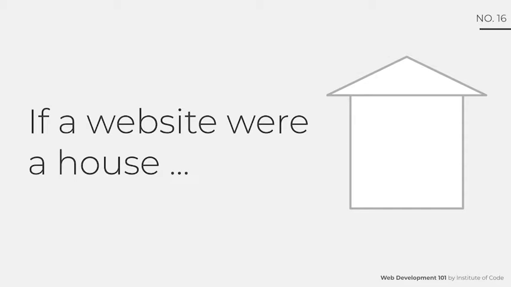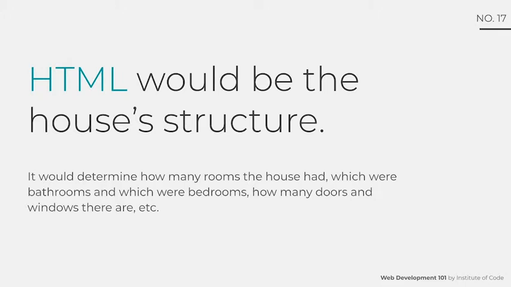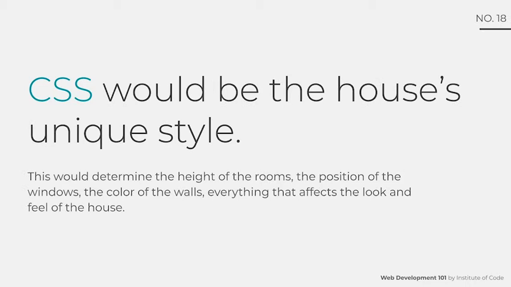Okay, this is my favorite analogy for people who are just getting started. We're going to look at the different roles HTML, CSS, and JavaScript play if a website were a house. HTML would be the house's structure. It would determine how many rooms the house had, which were bathrooms, which were bedrooms, how many doors and windows, etc. CSS would be the house's unique style.